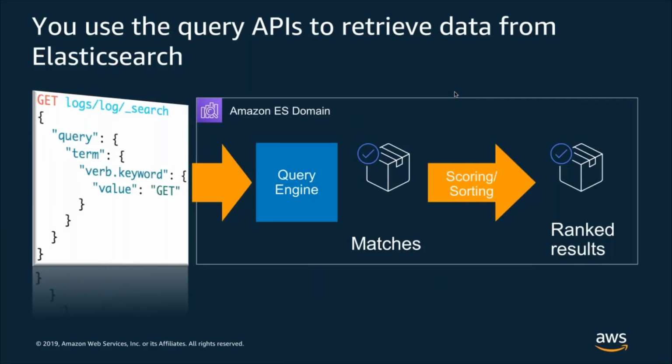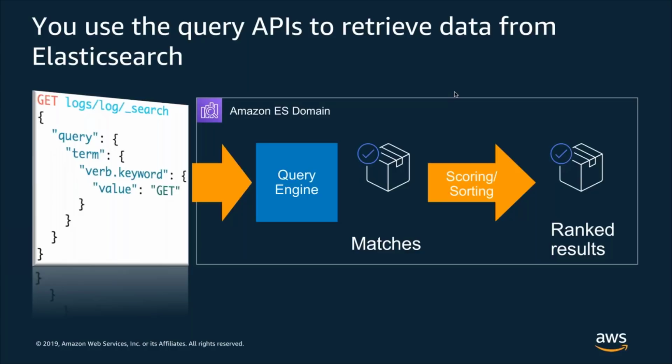So you can use query APIs to retrieve data from Elasticsearch. This is a quick example where I'm querying the verb for my Apache web log lines. The value should be get. That query will go to the query engine. It'll distribute across all of the shards that are part of that index. Elasticsearch will match the verb against the verb field of each of the documents and bring me back a set of matches across all of those documents for the ones that have the verb get.